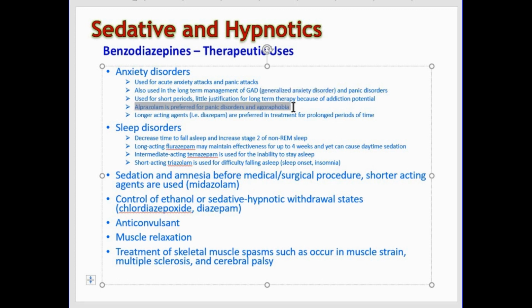And so alprazolam is a preferred drug for panic disorder and agoraphobia, which is fear of open spaces. And then in terms of sleep disorders, what these drugs do is decrease time to fall asleep and increase stage 2 of non-REM sleep. We'll discuss what non-REM sleep is in a second, but all you have to remember here is that they will put you to sleep quickly, and they will increase the total sleep duration.